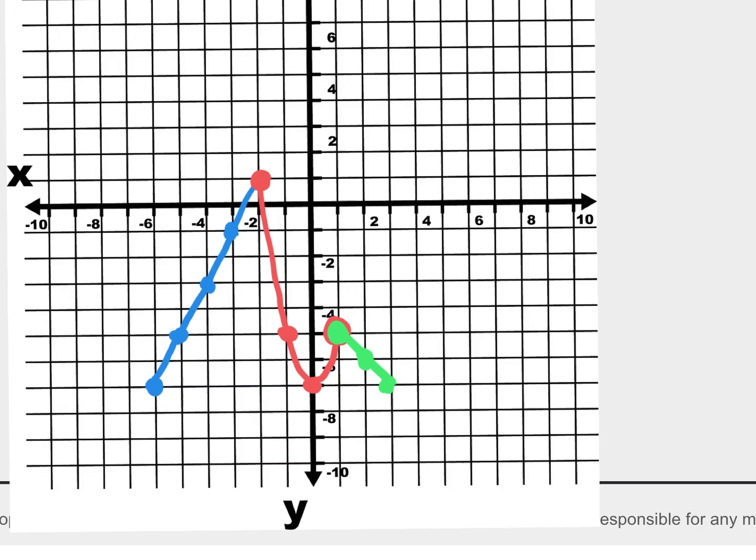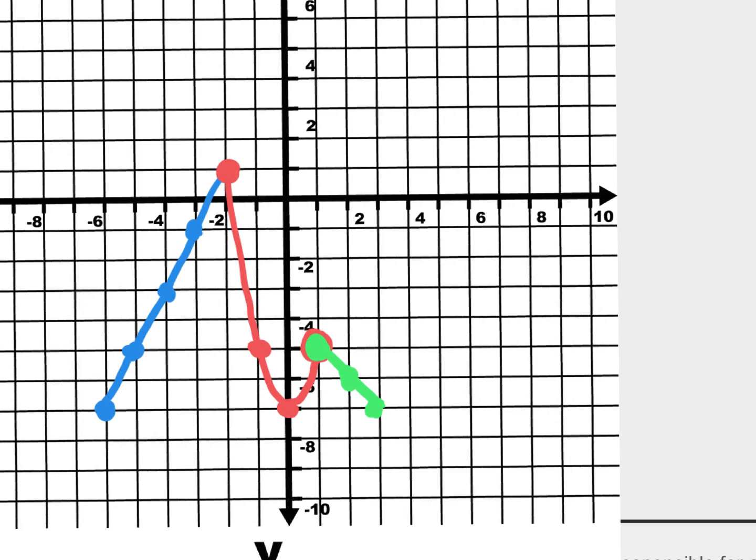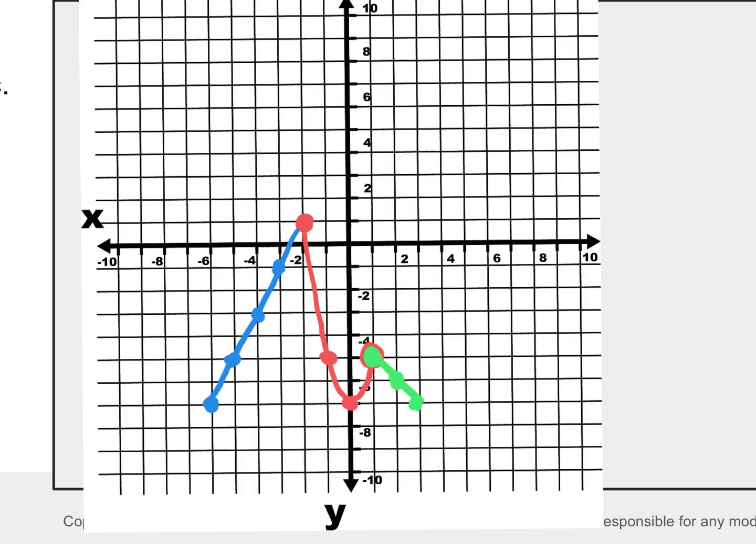Here is what your piecewise function looks like. To double check, how many functions did we say we should have? 3. Do we show 3 here? Yes, we have 3 functions here. Is it okay that the functions are connected? Yes. Even though they are connected, that does not mean they're the same function. They are still different.